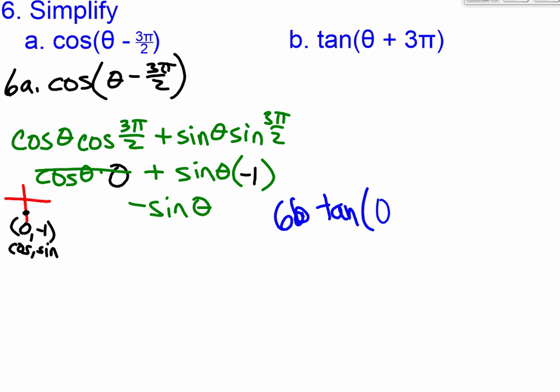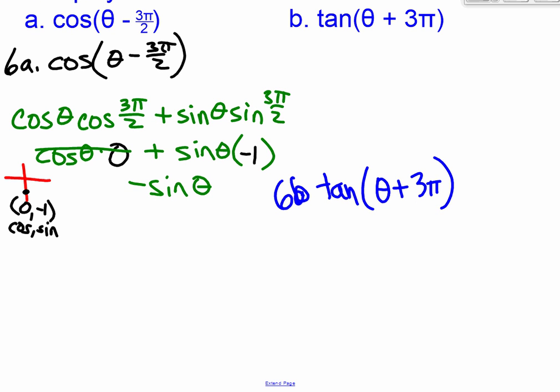Tangent of theta plus 3 pi. So 3 pi is an interesting value. You know, it's still going to be pretty easy to determine, but it's not one we use super a lot. Anybody remember the formula, or do you want me to write the formula down? It's a fraction. So if it's plus on the top, it's minus on the bottom. If it's minus on the top, it's plus on the bottom.